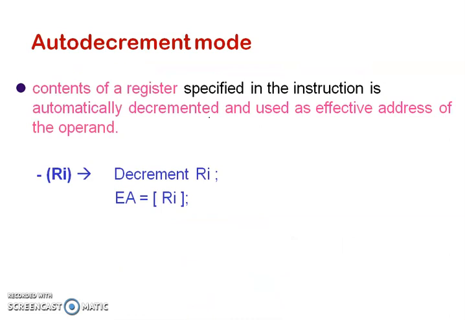Auto decrement mode. The instruction will be having the operand in this format, that is minus Ri. So in the previous auto increment mode you will be having Ri plus, in this minus Ri. What does that do? It decrements the Ri first and then the effective address will be computed.